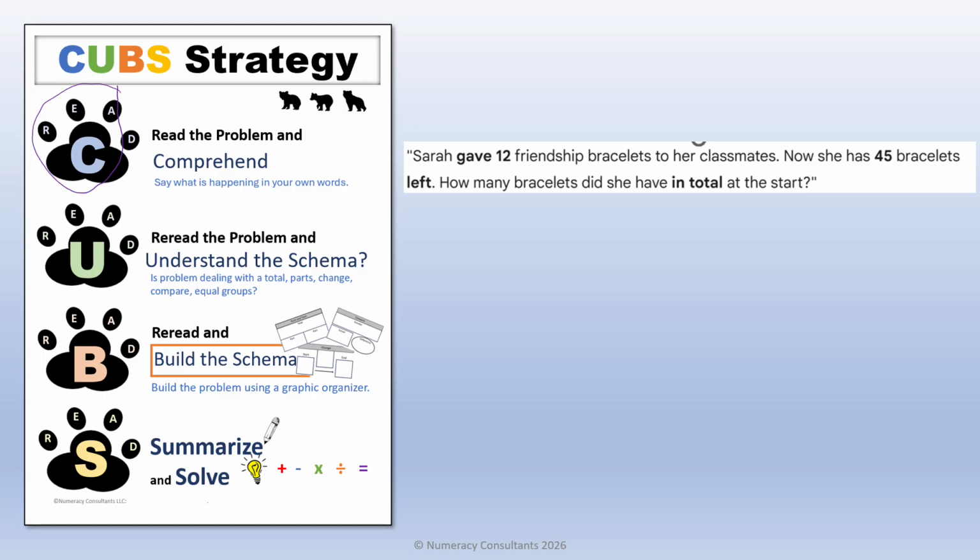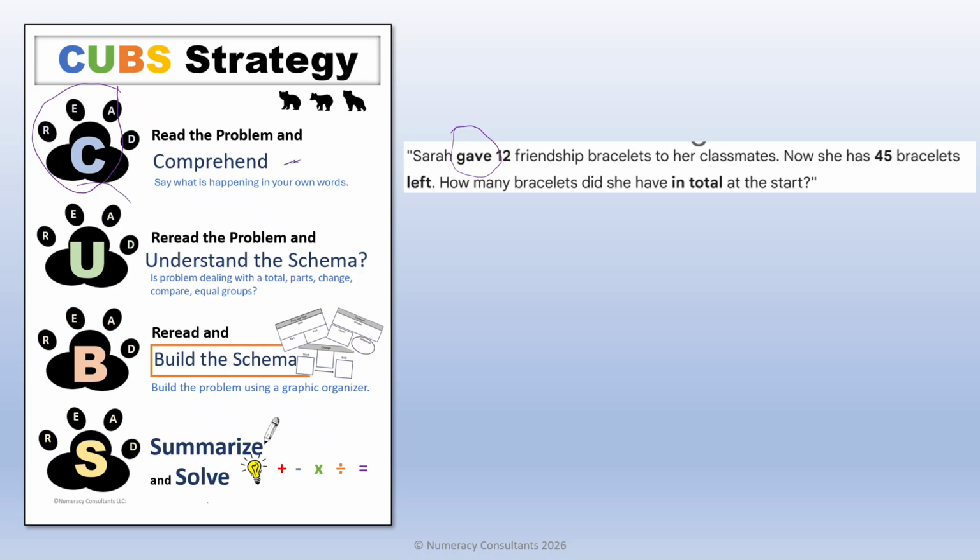So we'll go through. All right, Sarah gave some bracelets to her classmates. She now has 45 bracelets left. How many bracelets did she have in total? So we're going to go through again. If we take a look at this, we see the word gave. Sarah gave 12 friendship bracelets to her classmates. She now has 45 bracelets left. So again, gave isn't necessarily telling us subtraction. What it's telling us is, oh, there was a change in this problem. And the change was Sarah was giving something away. So we would go through and explain, comprehend what was happening.